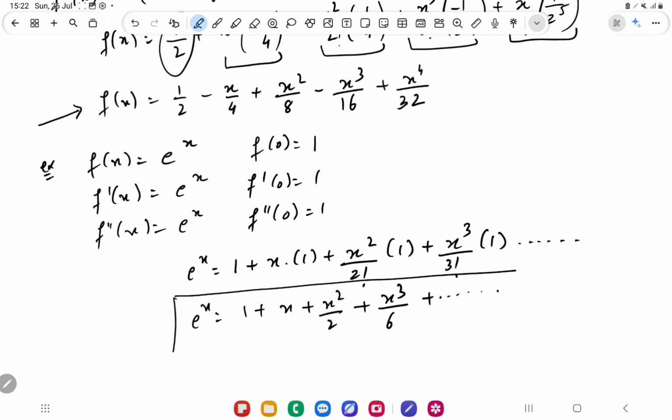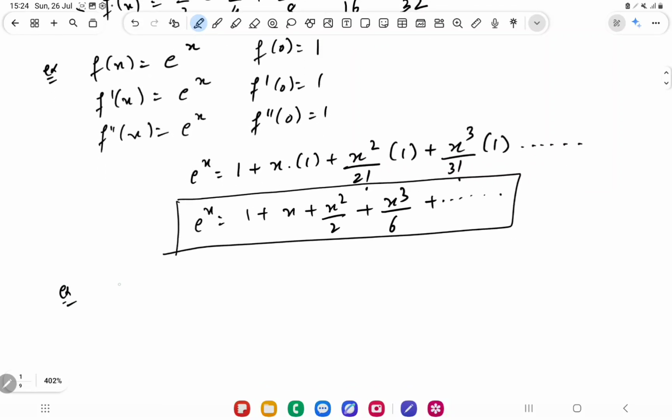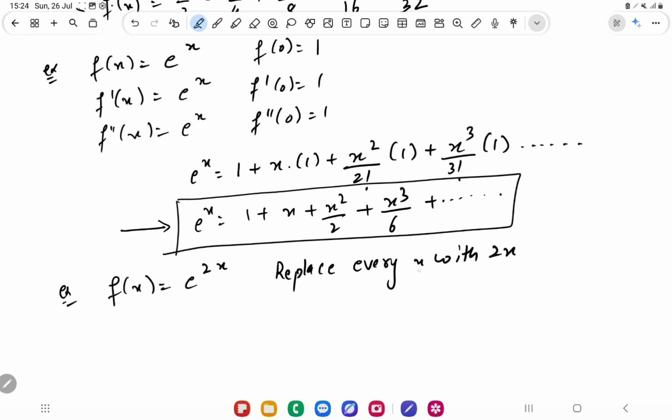So if you look into your formula booklet, this formula is already given to you. So now you can understand from where we are deriving this formula. Now what if the question wants the Maclaurin series expansion for the function e to the power 2x? We already have the e to the power x function in the formula booklet also. So what we have to do is replace every x with 2x in the e to the power x formula that is given to us.